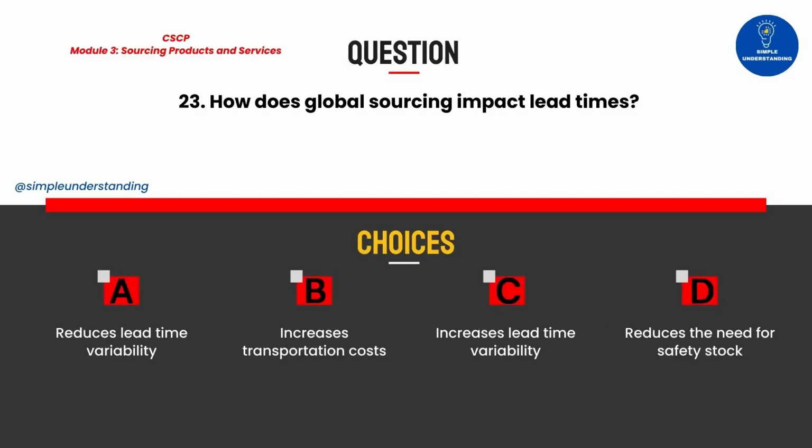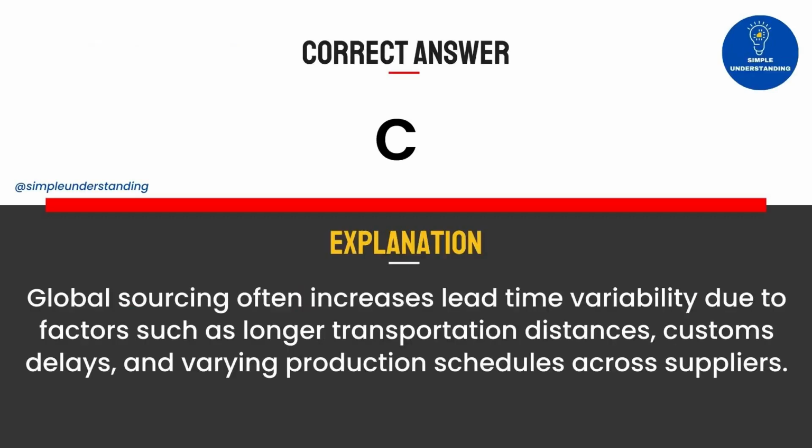23. How does global sourcing impact lead times? A. Reduces lead time variability. B. Increases transportation costs. C. Increases lead time variability. D. Reduces the need for safety stock. Correct answer C. Explanation. Global sourcing often increases lead time variability due to factors such as longer transportation distances, customs delays, and varying production schedules across suppliers.